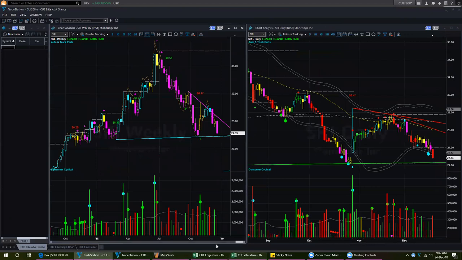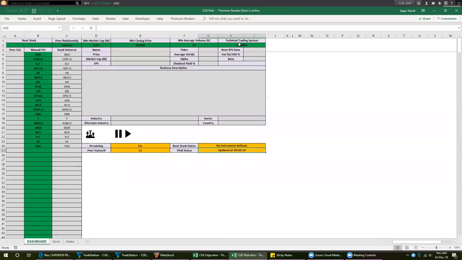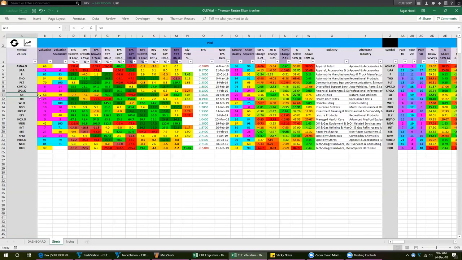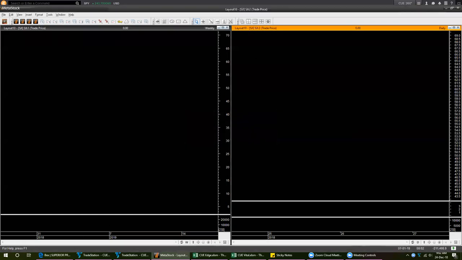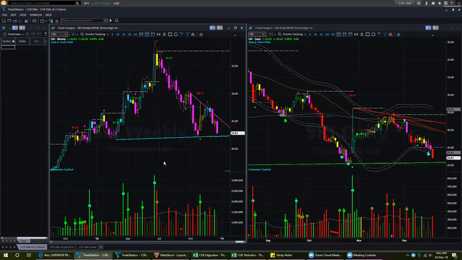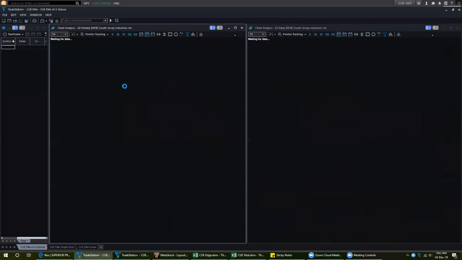SRI, did I choose the right stock or SII? What I can do, I can change. Okay, let me change to Q global again. SRI, yes, it's opening, but it is not showing me because of insufficient resources. Okay, I'm not sure what the symbol is. I can just copy it, paste it, SJI. You can see.